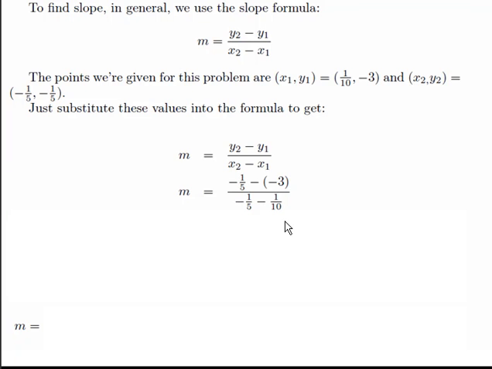So one approach would be to find a common denominator on the bottom and subtract those and get a fraction on the bottom, and find a common denominator on the top and subtract or add those and get a fraction on the top and then divide fractions. But that's not the approach I'm going to take, because I think that's a little more messy and time consuming than it needs to be.